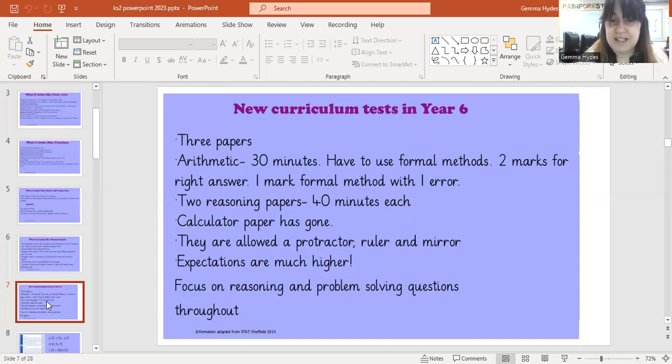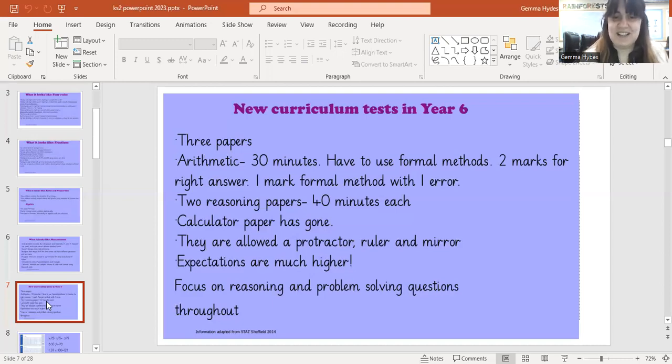They have 2 reasoning papers, and these are 40 minutes each. They no longer have a calculator. So we don't actually teach the children how to use a calculator because they don't need it. They do, however, have a protractor, a ruler, and a mirror. The tests are quite tricky.